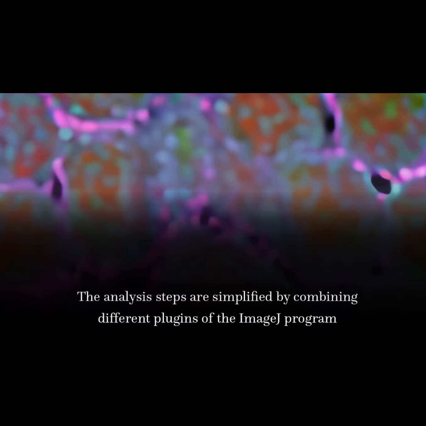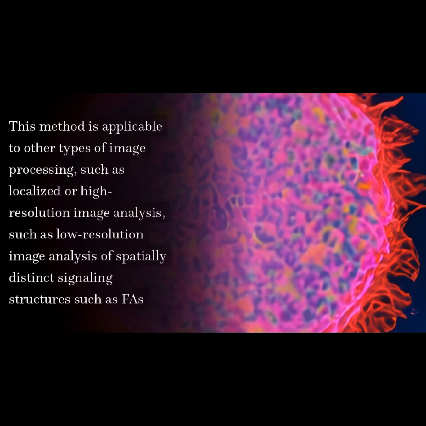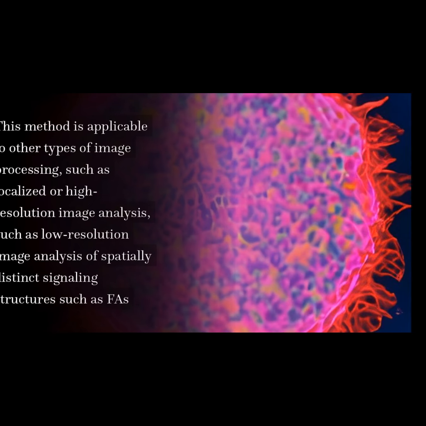The analysis steps are simplified by combining different plugins of the ImageJ program. This method is applicable to other types of image processing, such as localized or high-resolution image analysis, such as low-resolution image analysis of spatially distinct signaling structures such as FAs.